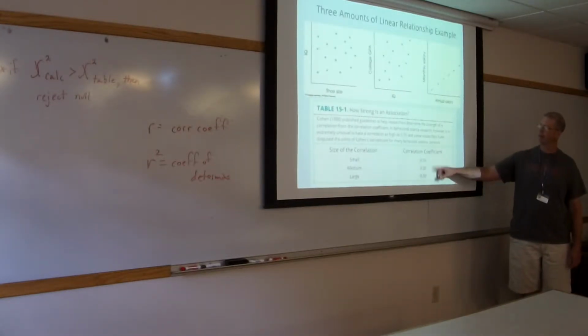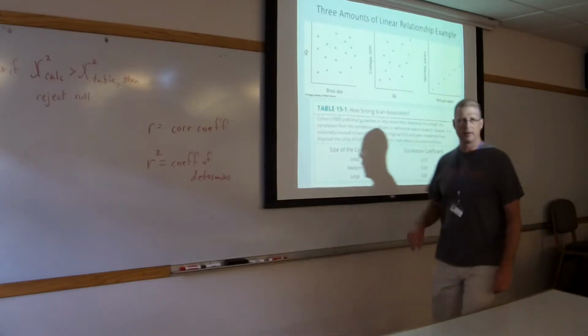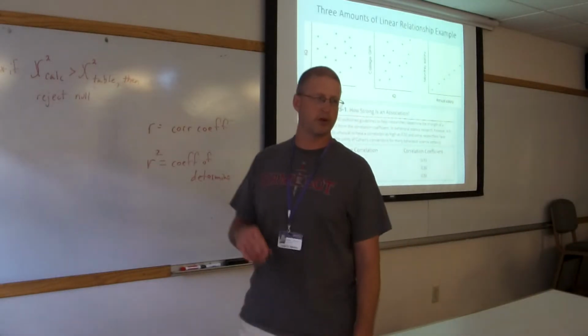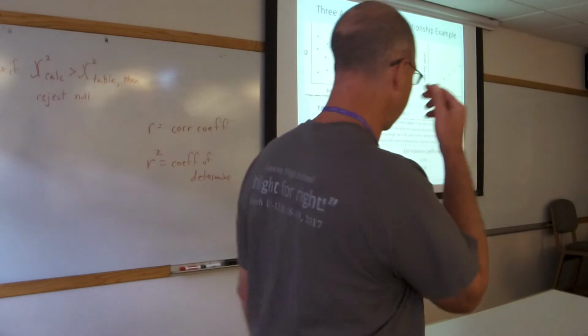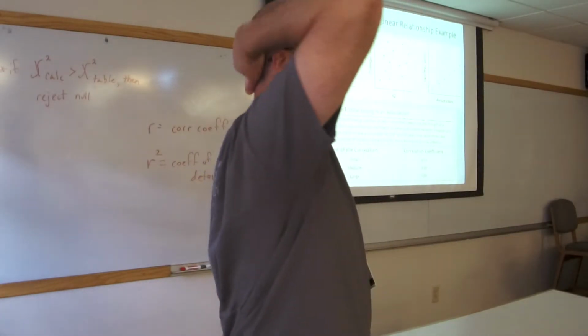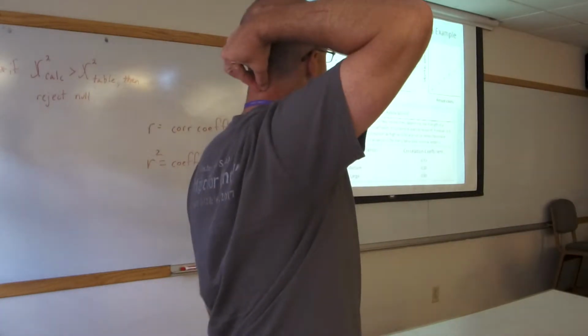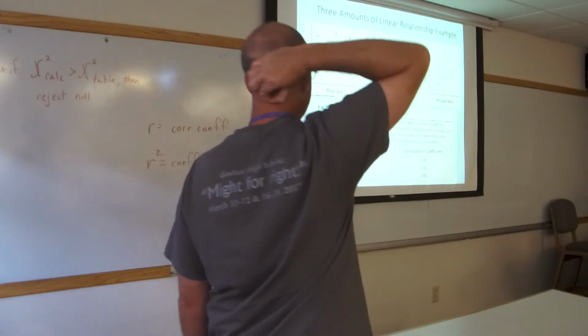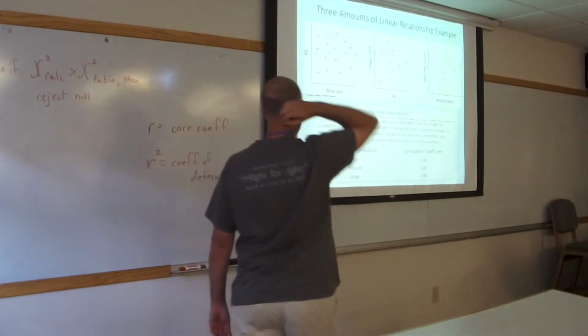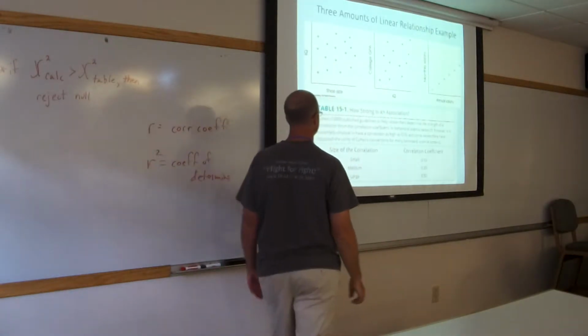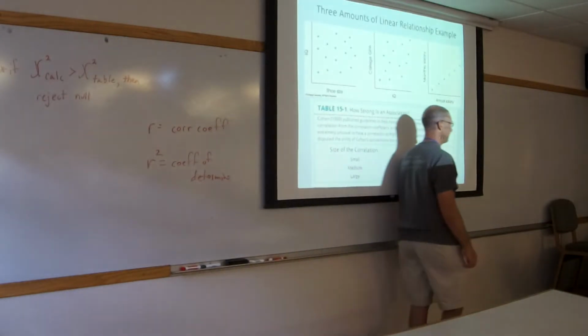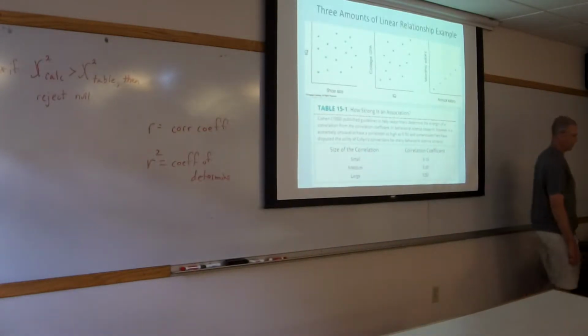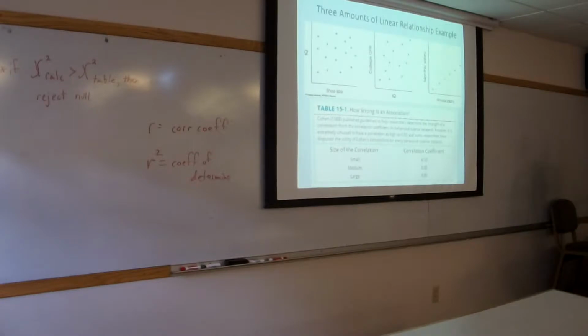I don't know what page this was in your book, but if you don't know which page that is, just make sure you highlight that table. So when somebody asks you strength of correlation from correlation coefficient, you can use this table. Okay? How strong is the correlation? And it probably will say use table 15.1.